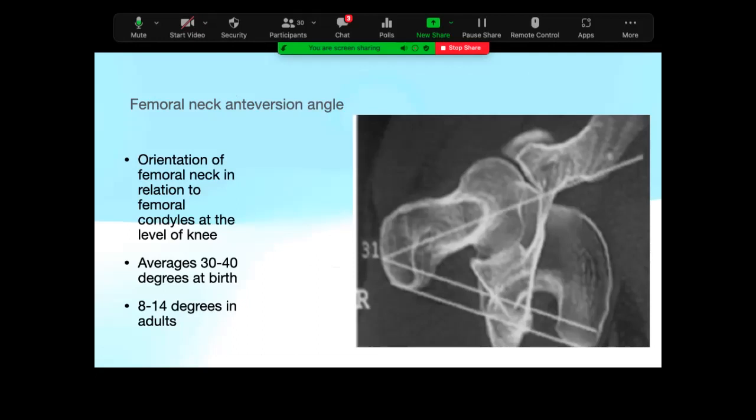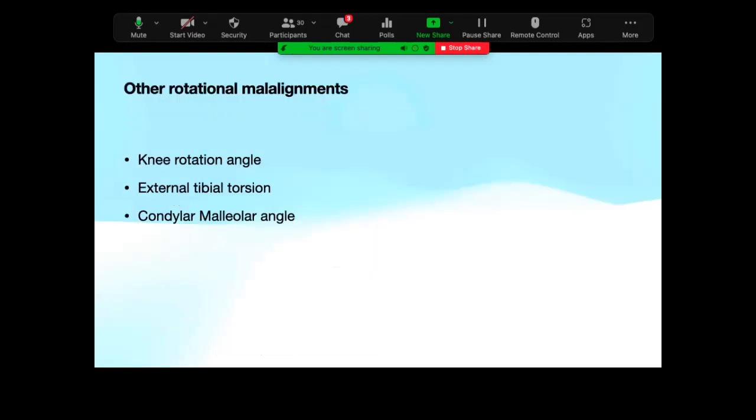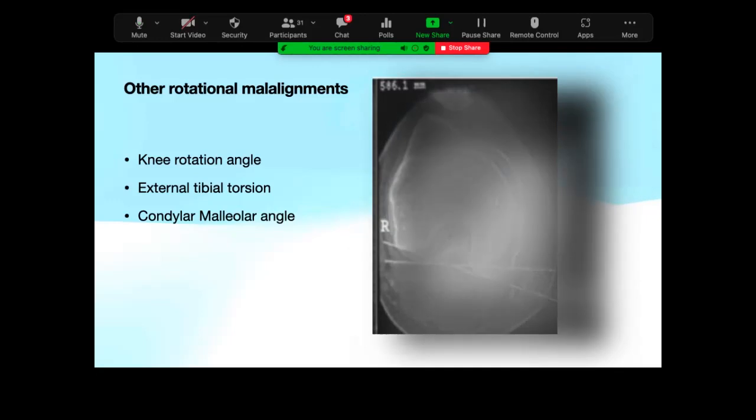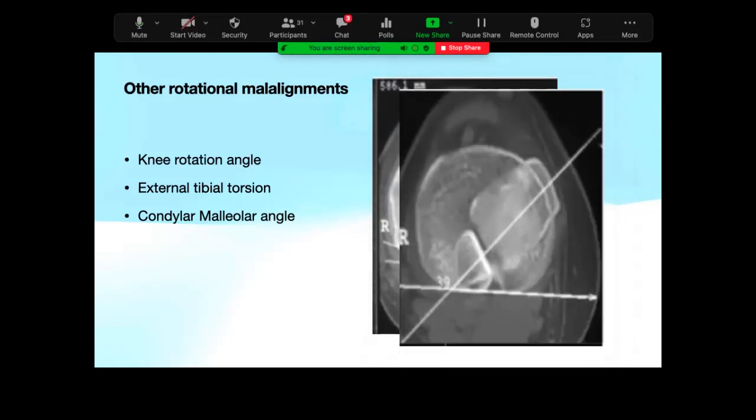The other is the neck anteversion angle, and other rotational malalignments like knee rotation angle, external tibial angle, or condylar malleolar angle. These parameters do not directly contribute as a solo factor for the recurrence of patellar instability, but they contribute in various aspects of the malalignment, like increasing the TTT distance, or internally rotating the condyles, or externally rotating the tuberosity, which in turn will lead to patellofemoral joint insufficiency. This is how we measure in overlapping CT scans.